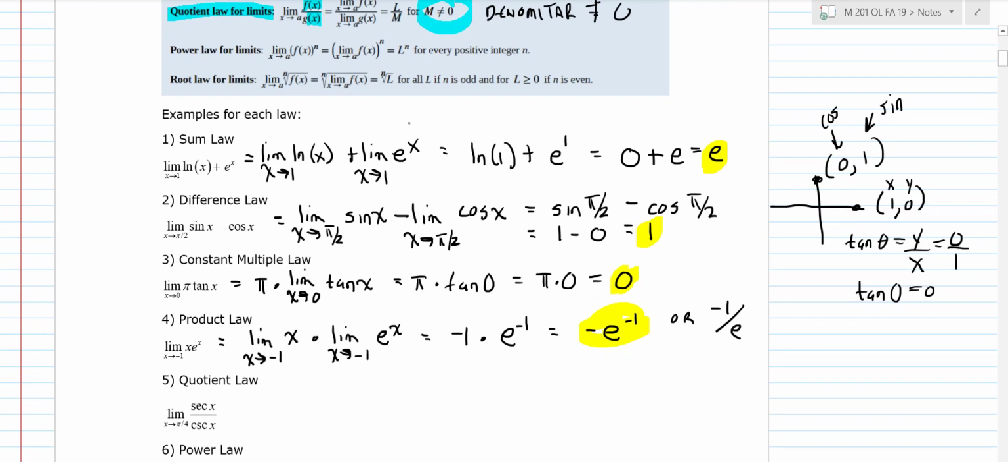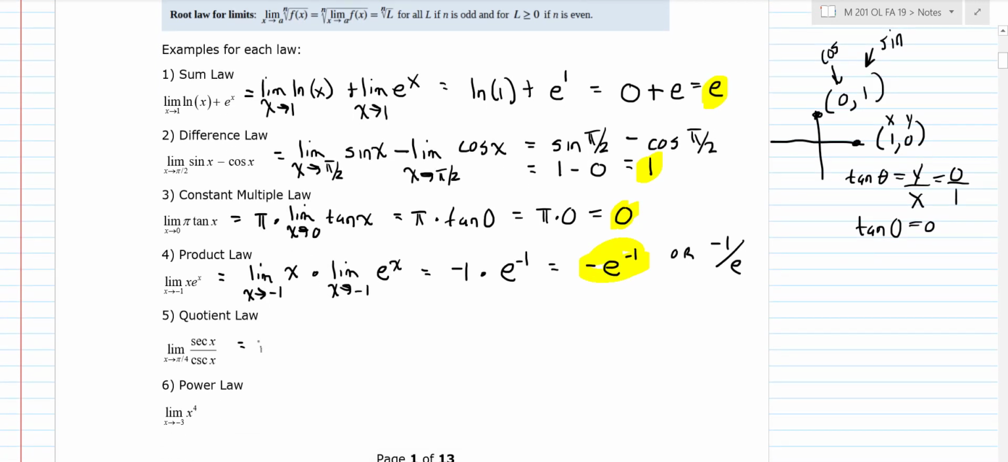So the way we would work this out would be like this. For the quotient rule in this example, we would say the limit as x goes to pi over 4 of the secant of x divided by, and then we would do another limit, the limit as x approaches pi over 4 of cosecant of x. And then we're going to go ahead and work this out.